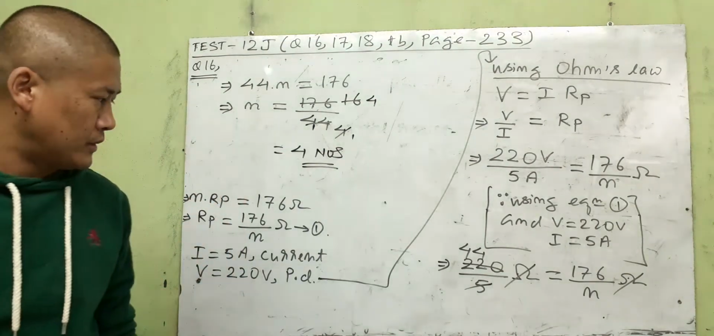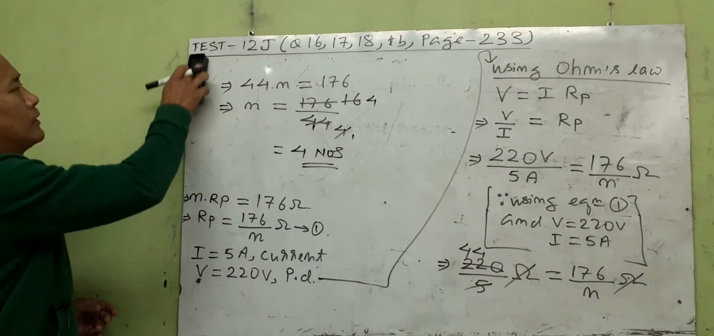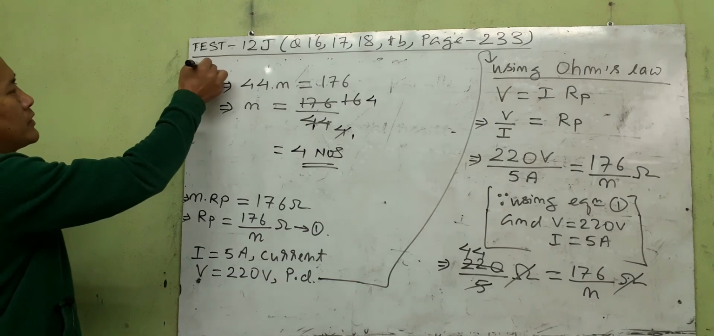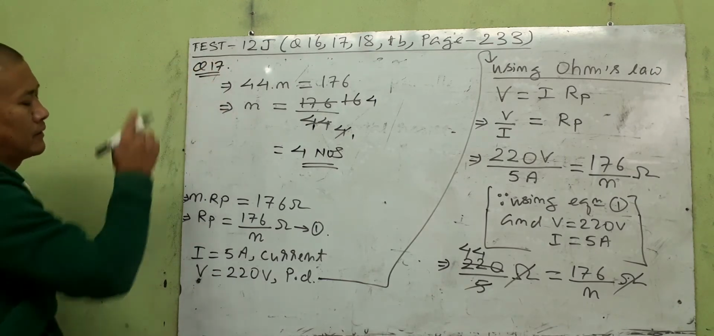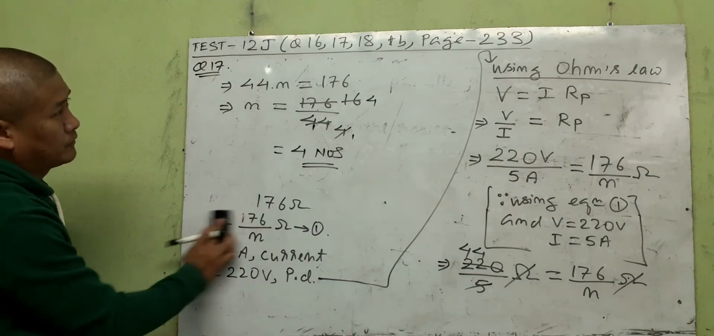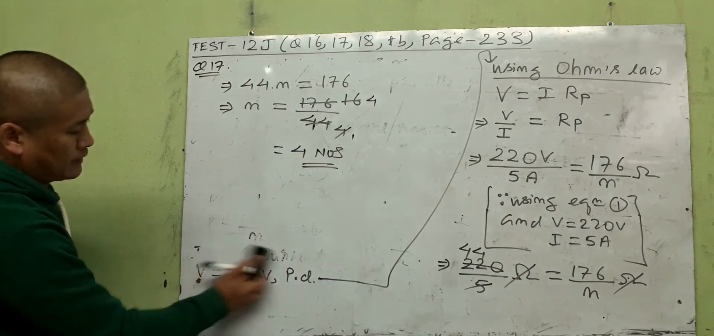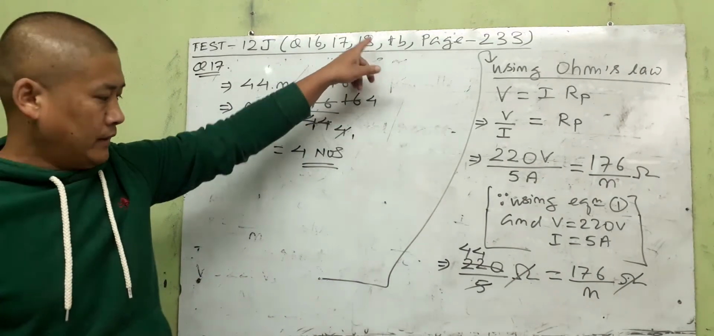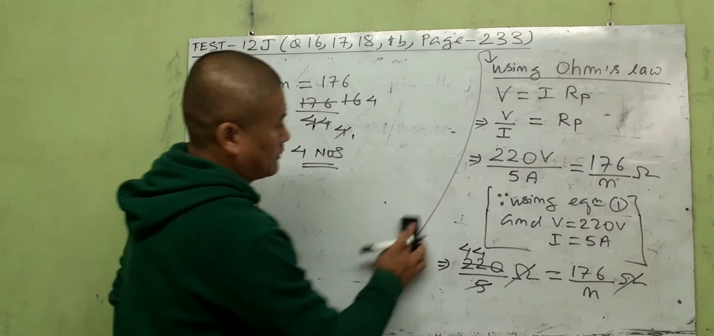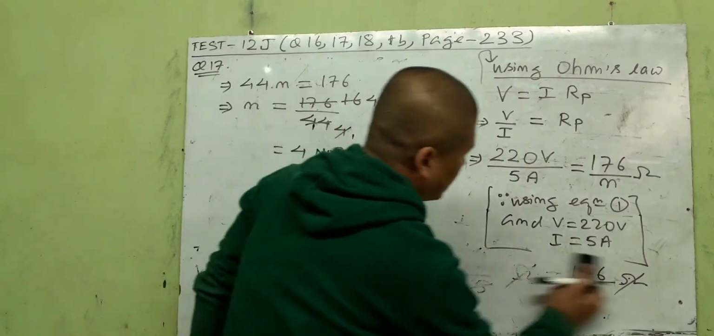So the answer is 4 numbers, right? So that is your first question, number 16. Now let us go to 17. In this class we'll do 16 and 17, and in the next class we'll complete with 18. Okay, so let us go now and do 17.